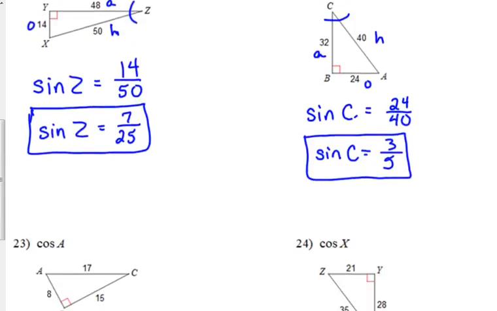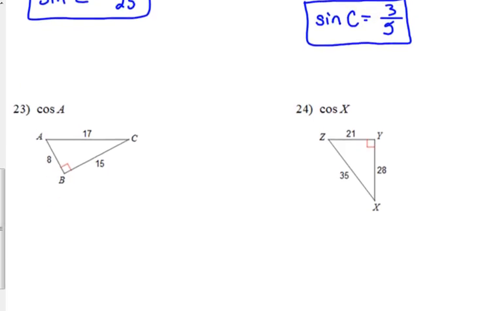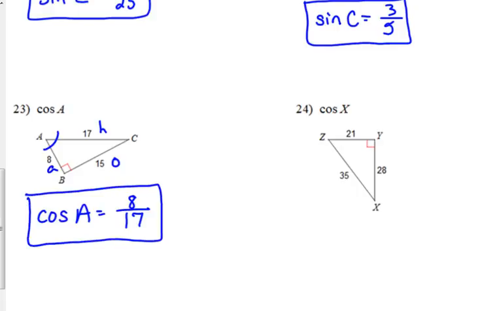Okay, let's look at some cosines. Label the hypotenuse. The hypotenuse here is the 17. Identify the angle. Angle A, so that means 8 is the adjacent, and 15 is the opposite. Cosine of an angle is equal to the adjacent over the hypotenuse. So 8 over 17. 8 and 17 do not share any common factors, so that's as simple as that one goes.